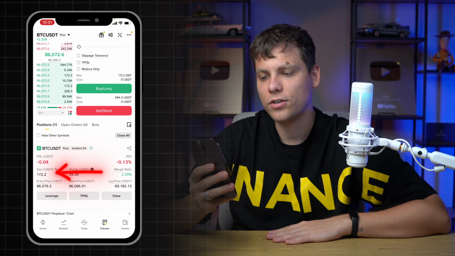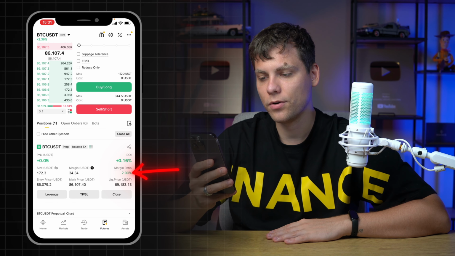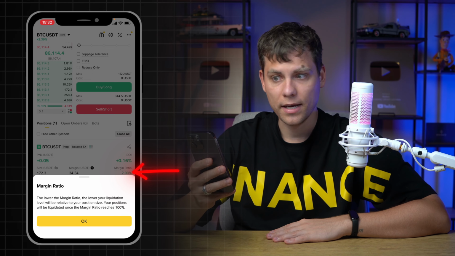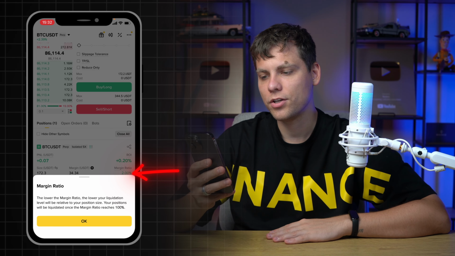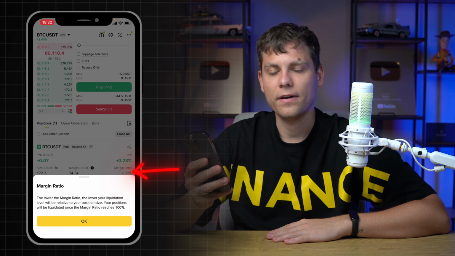In the middle, we see margin. This is specifically our margin that participated in the trade, your own capital. Even farther to the right, we have margin rate here. You can expand it, and here Binance perfectly describes what it is. It says the lower the margin ratio, the lower your liquidation level will be relative to your position size. I do not recommend paying much attention to these. It actually doesn't reflect any real effectiveness.